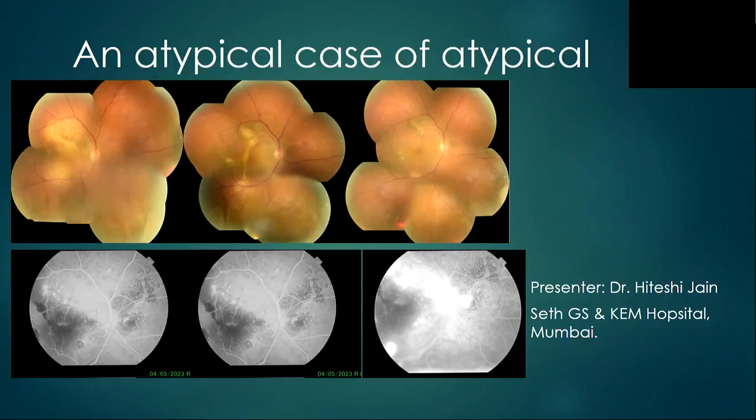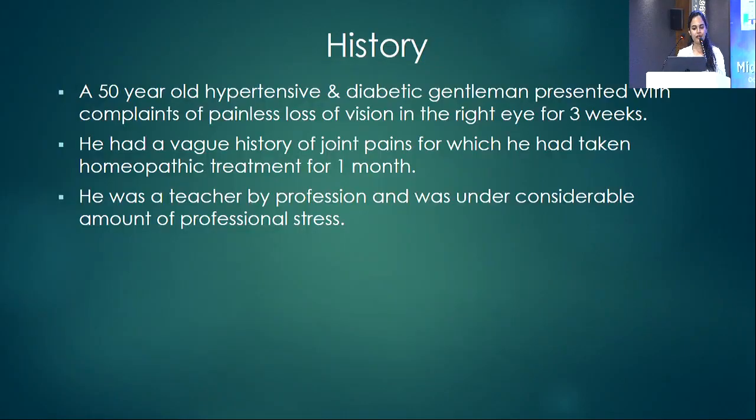Good evening, everyone. I'm Dr. Hiteshi, and I will be talking about an atypical case of atypical CSCR. We had a 50-year-old hypertensive and diabetic gentleman who complained of painless loss of vision for 3 weeks. He had a vague history of joint pain for which he was taking homeopathic medication, and he was a teacher by profession, and he claimed that he was under considerable professional stress.